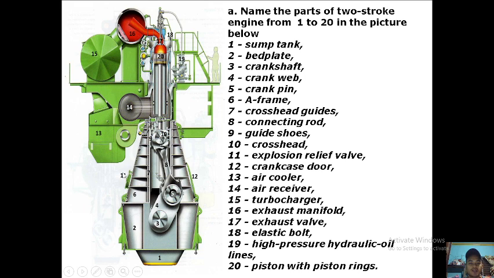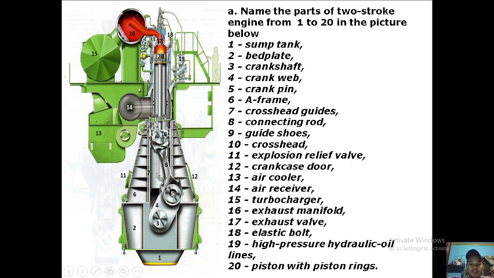11 is the crank explosion relief valve, and 12 is the crankcase door. 13 is the air cooler. 14 is the air receiver or the scavenging space air receiver. 15 is the turbocharger. 16 is the exhaust manifold. 17 here at the center is the exhaust valve.